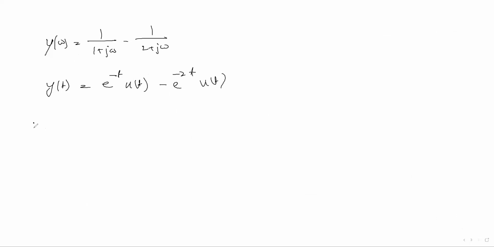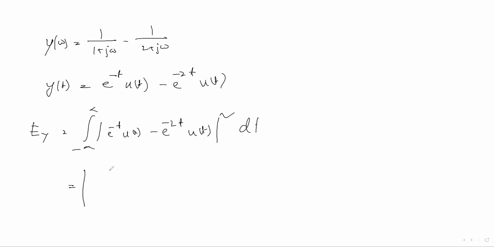So how can we find the energy at the output? By taking the integration of the modulus of e to the power minus t u(t) minus e to the power minus 2t u(t), whole square dt. Here you have to use the (a minus b) squared formula, then you can solve. Let me bring the modulus outside, from minus infinity to infinity.